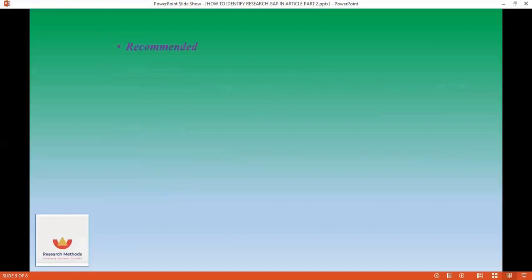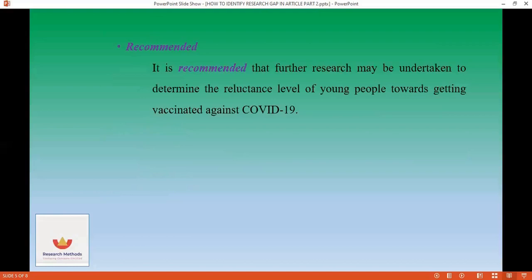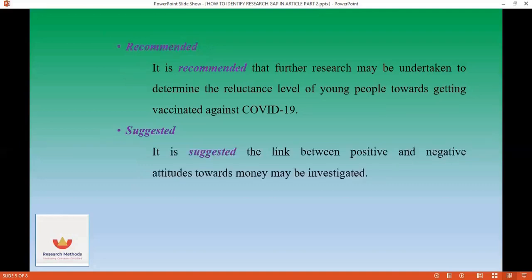Next word we have "recommended". It is recommended that further research may be undertaken to determine the reluctance level of young people towards getting vaccinated against COVID-19. Here, the word recommended is also pointing about a research gap. The word "suggested" is also used to report about a research gap, and its example is: it is suggested that the link between positive and negative attitude towards money may be investigated. You can see that here the word suggested is recommending a research gap.